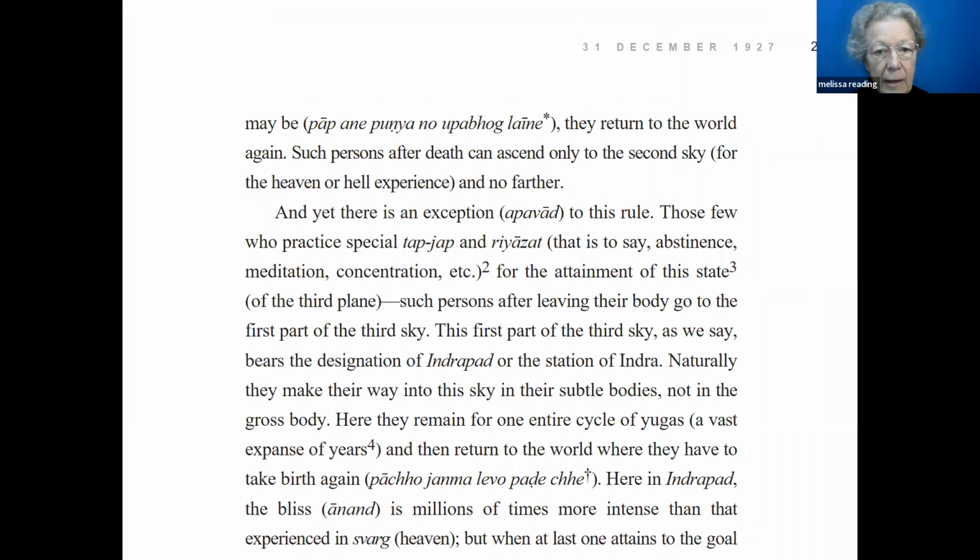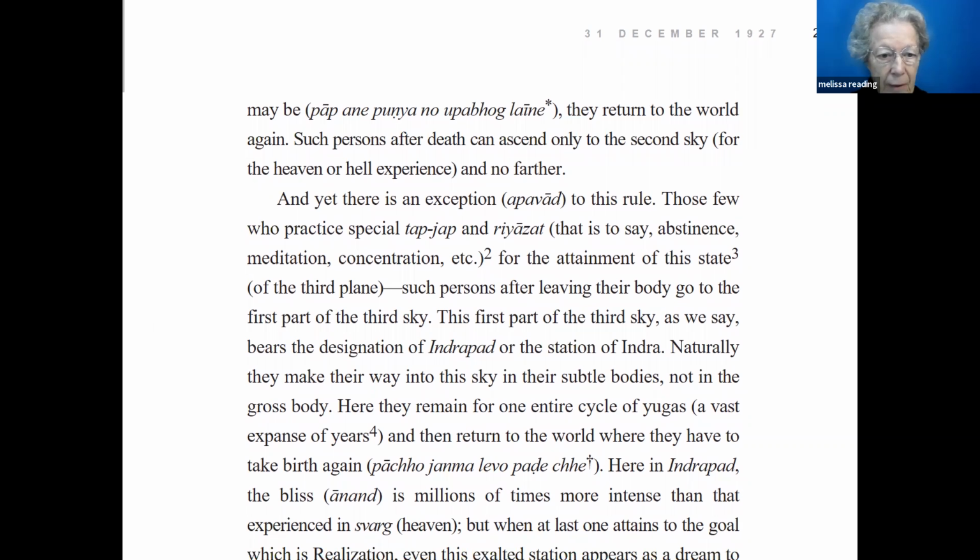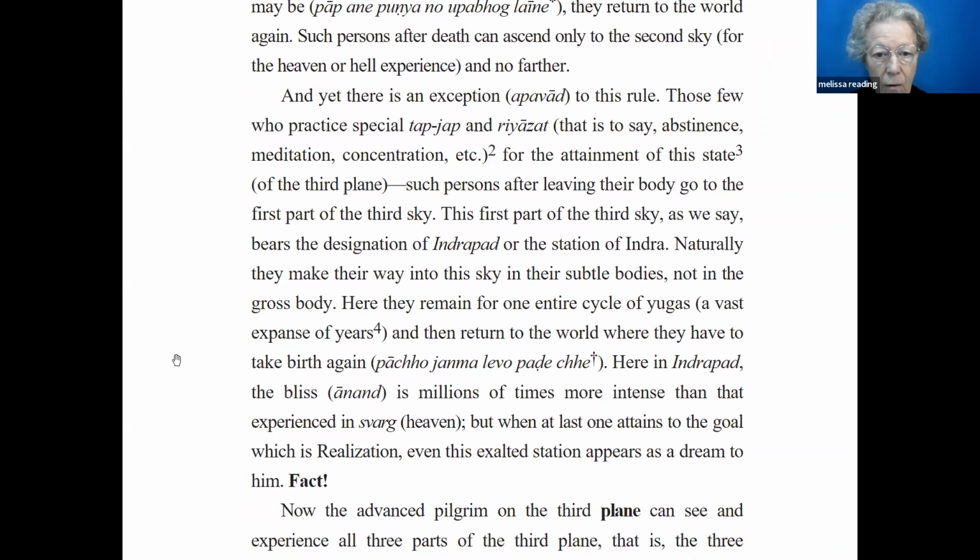Such persons after death can ascend only to the second sky for the heaven or hell experience, and no farther. And yet there is an exception, apavad, to this rule. Those few who practice special tap and riyazat, that is to say, abstinence, meditation, concentration, etc., for the attainment of this state of the third plane, after leaving their body, go to the first part of the third sky. This first part of the third sky, as we say, bears the designation of Indrapad, or the station of Indra.